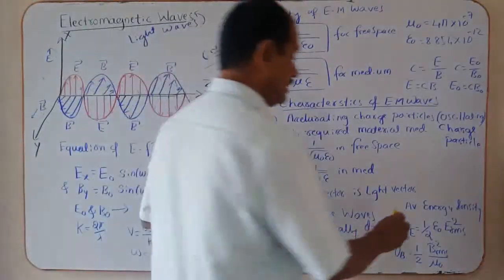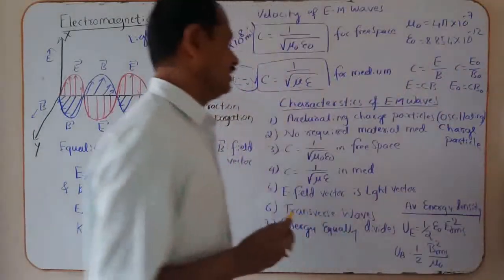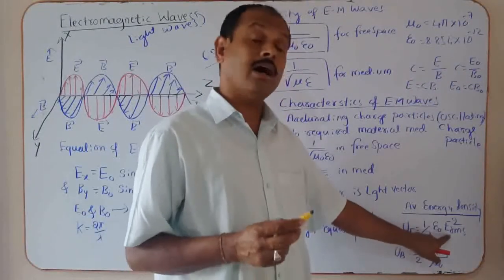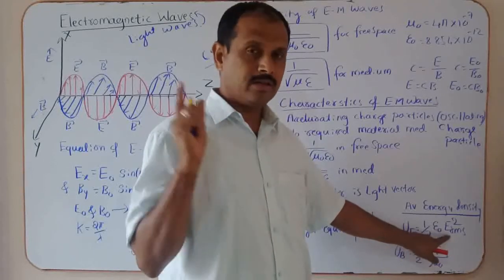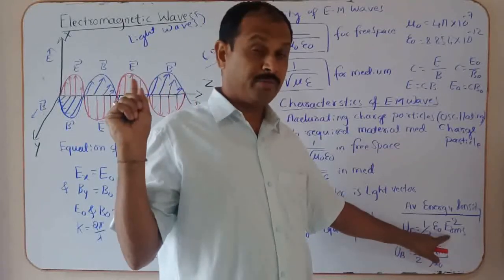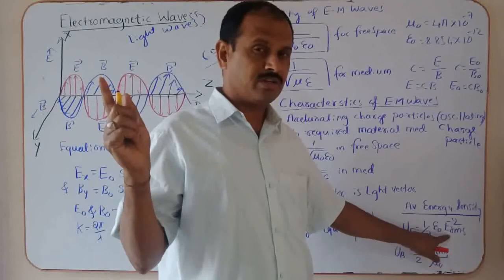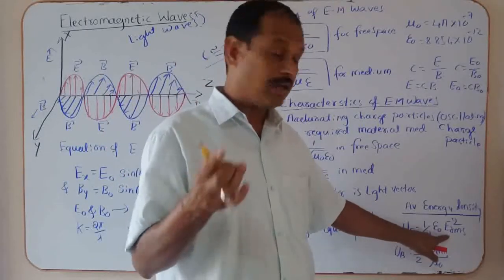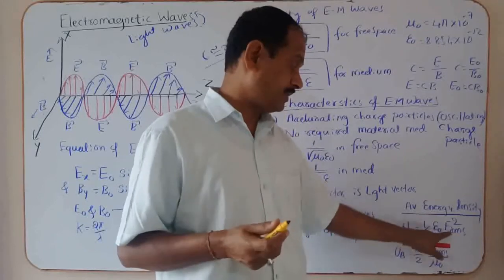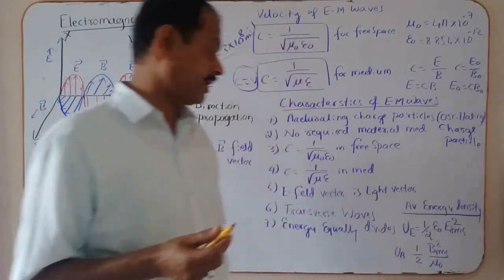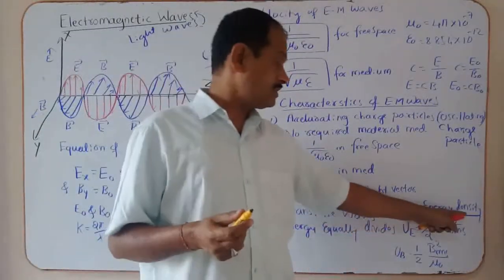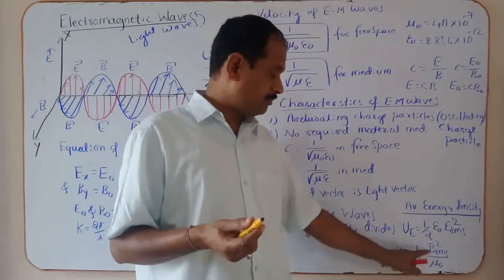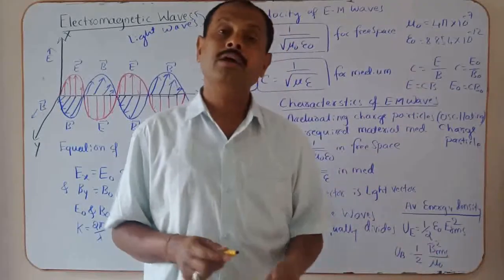The average energy density is U_E equal to 1 upon 2 epsilon naught E RMS square. The electric field vector and magnetic field vector have sinusoidal variation, with a peak value, an RMS value, and an average value. So for the RMS value of the electric field, it is epsilon naught into E RMS square. Now, the average energy density by the magnetic field vector is 1 by 2 B RMS square divided by mu naught.